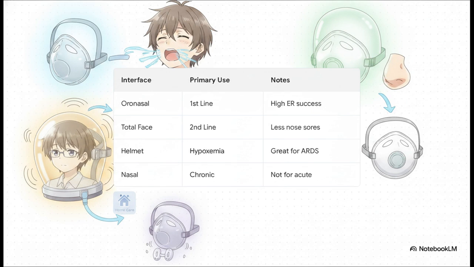Now, if they start developing pressure sores on the bridge of their nose, swap to the total face mask as your second line. Helmets, they're fantastic for hypoxemic failure, like ARDS or pneumonia, because they let you use a much higher PEEP. But keep in mind, they are generally used for CPAP. And those little nasal masks or pillows, just keep them for chronic home care. They leak way too much during an actual acute crisis.